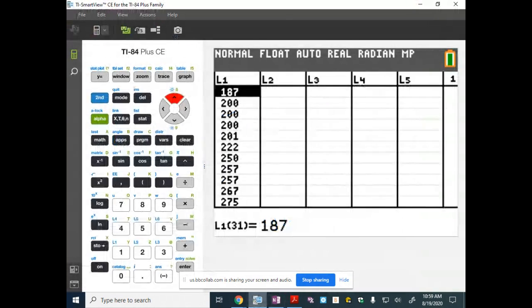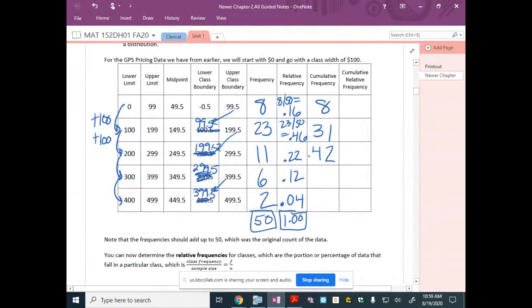And if we go to the 299 mark, or the next one below 300, what would the next cumulative frequency need to be? 48. And then this last one would have to be 50. Which should be the original total.